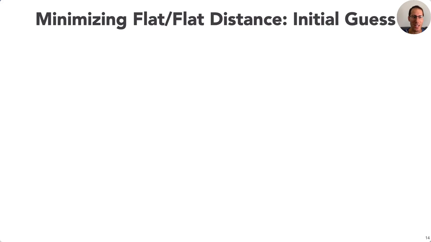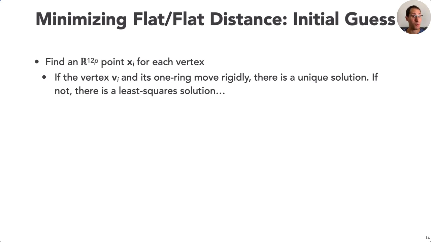Okay, so the first thing is to find that initial guess, and this is step one. We need to take each vertex and guess a 12p dimensional point for each vertex. Okay, so how do we do this?